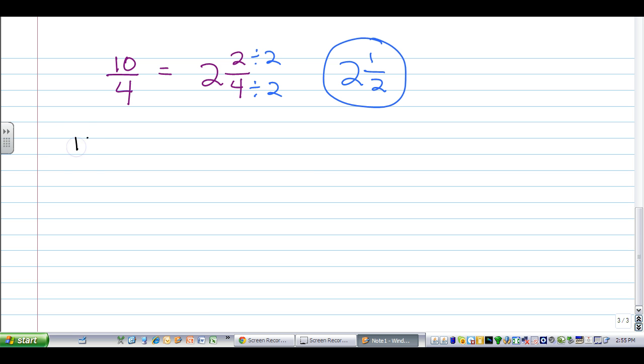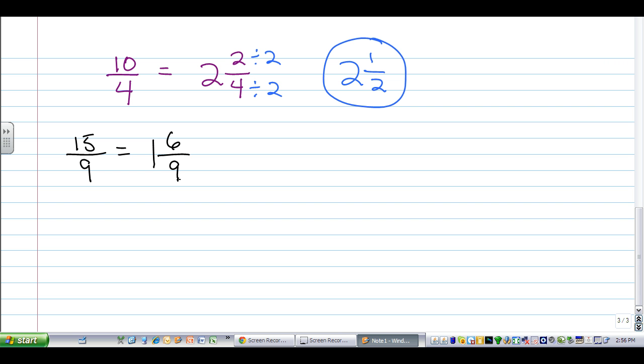Let's say we have 15/9. So I say to myself, how many times does 9 go into 15? 9 can go into 15 one whole time. And what's left over? Well, 9 plus 6 is 15, so 6 is left over, and the denominator stays the same. So 15/9 is equal to 1 6/9.